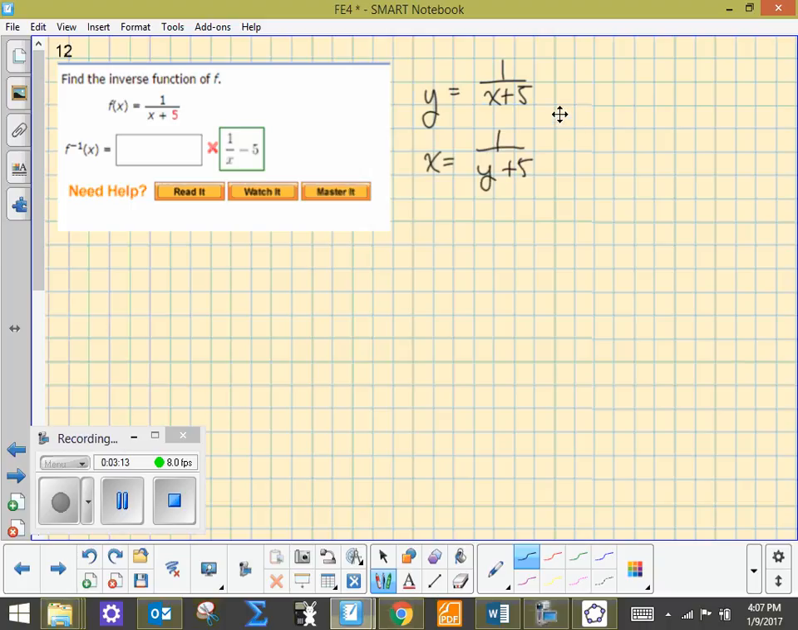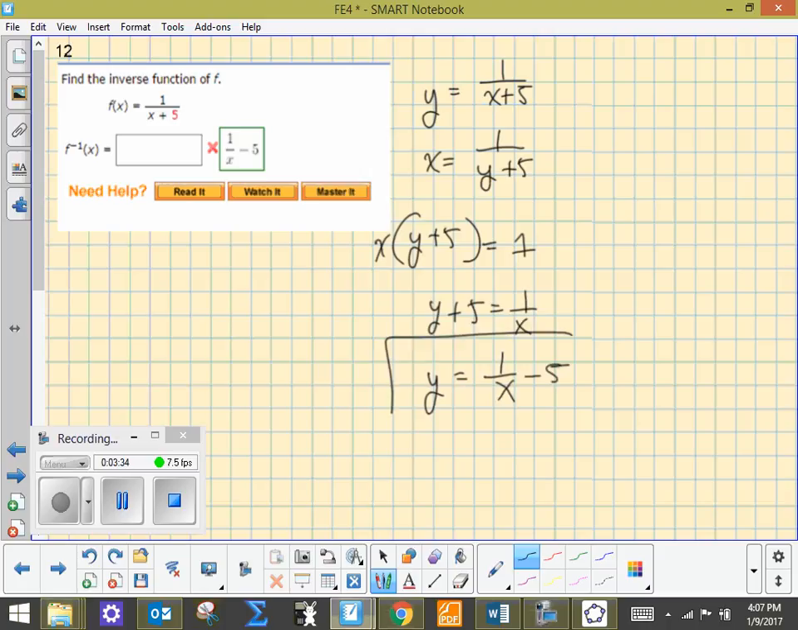So I'm going to multiply both sides by y plus 5. Do not try to multiply this through, because you can instantly isolate the y value by dividing by x. So you get y plus 5 equals 1 over x, and now isolate y by subtraction, so 1 over x minus 5, and there we go.